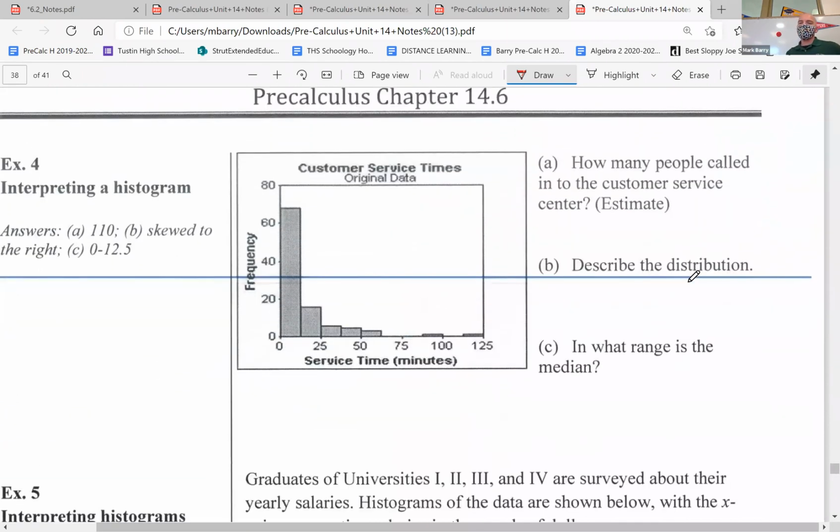Another one here. The first thing I notice here is the distribution, okay? And I know that's part B, but I'm gonna answer it right now because this is such a classic skewed right. You can see we have a lot of data on the left and then outliers on the right. So that's our skewed right. That's where the outliers are.